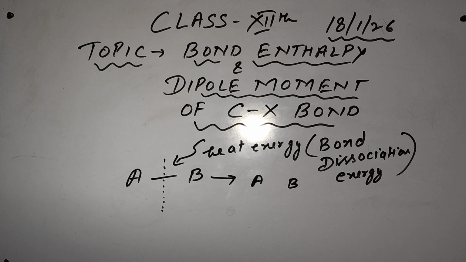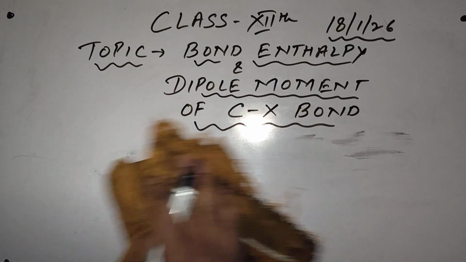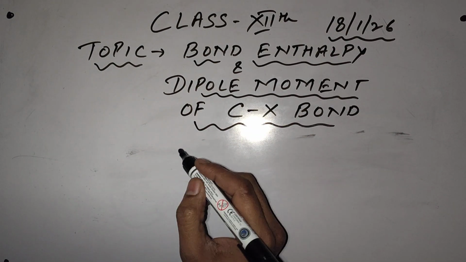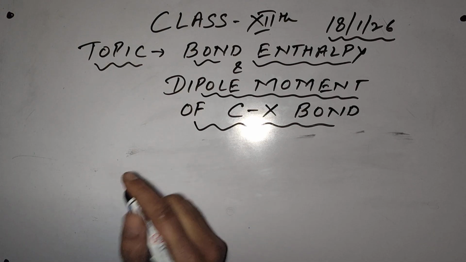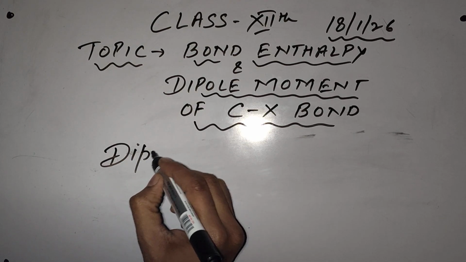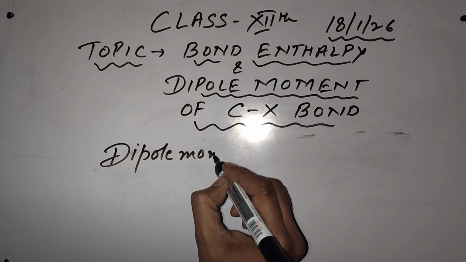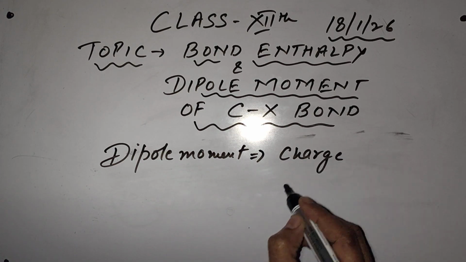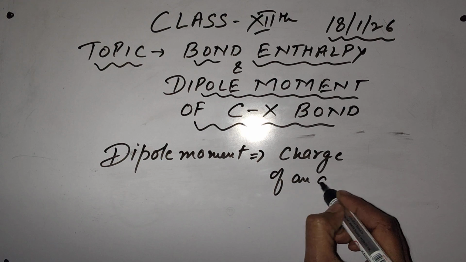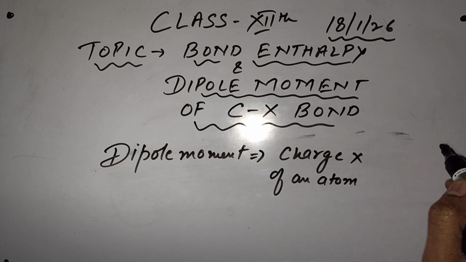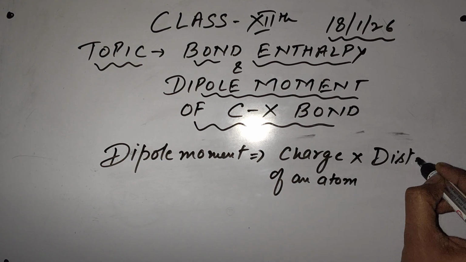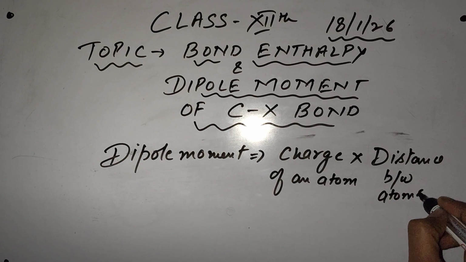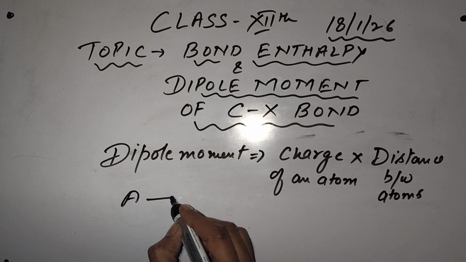Now, what is dipole moment? Dipole moment is a quantity to measure polarity in the molecule. The formula of dipole moment is the charge of an atom multiplied by the distance between atoms. For example, A and B.